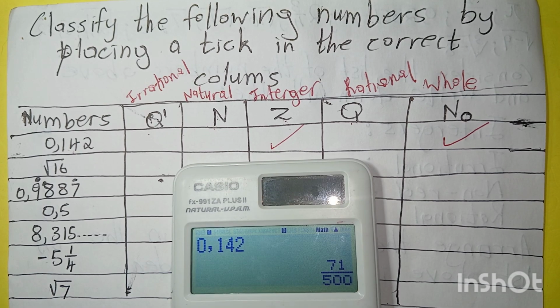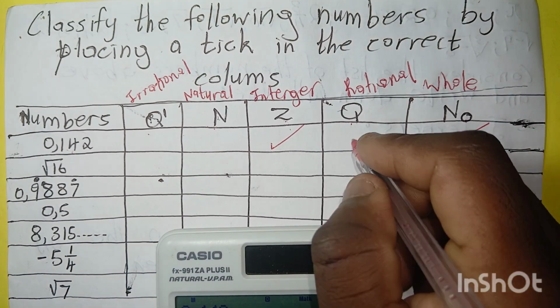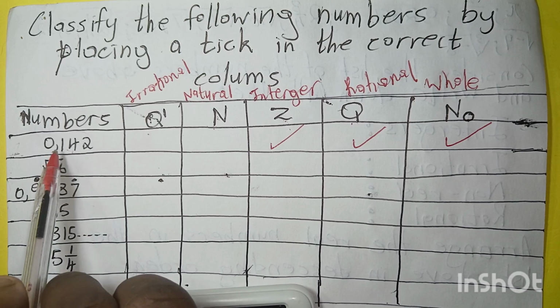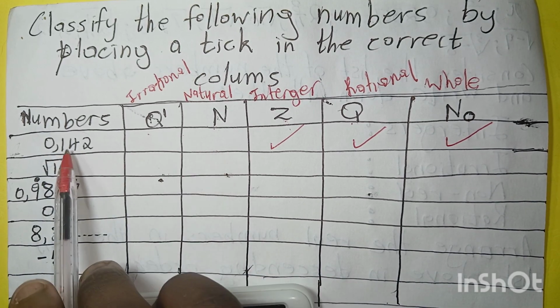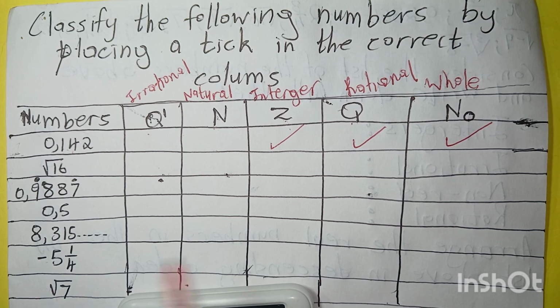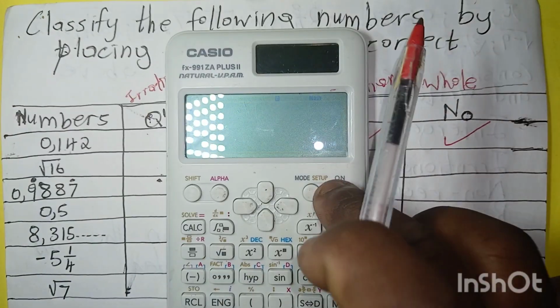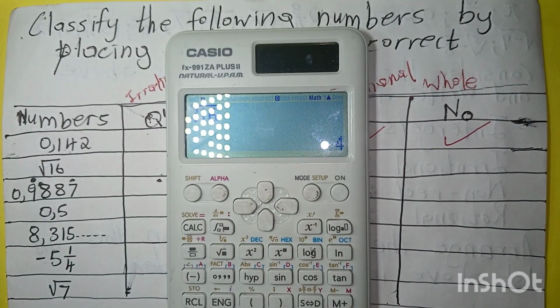Yeah, we can make it as a fraction. It means it is rational. Because this number is less than 1, it cannot be a natural number. What about the square root of 16? The square root of 16 is 4.